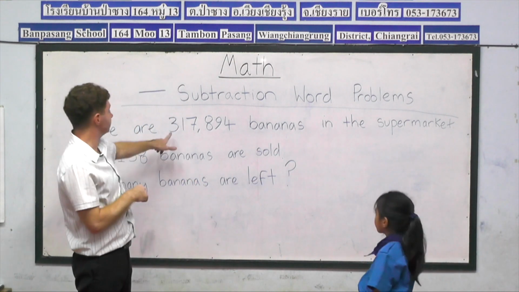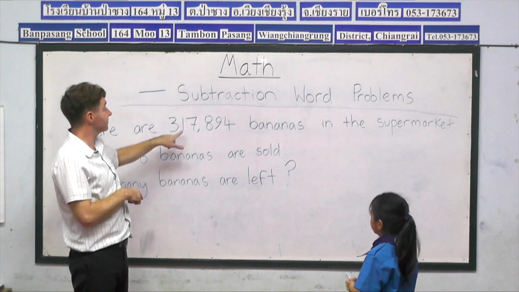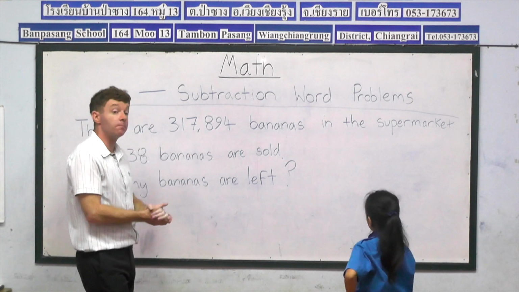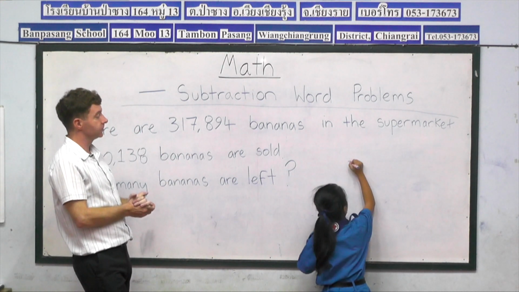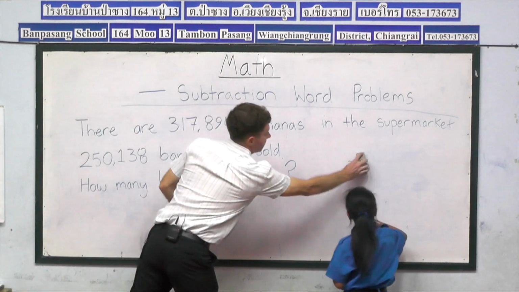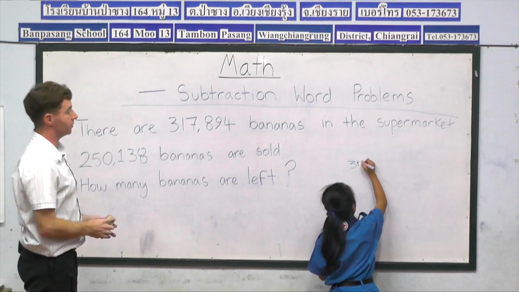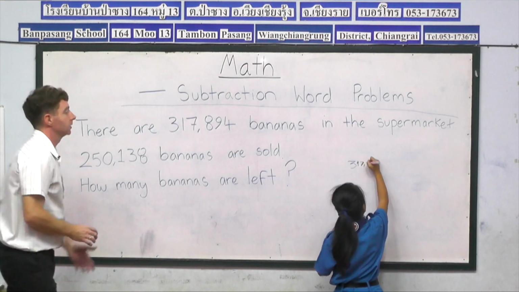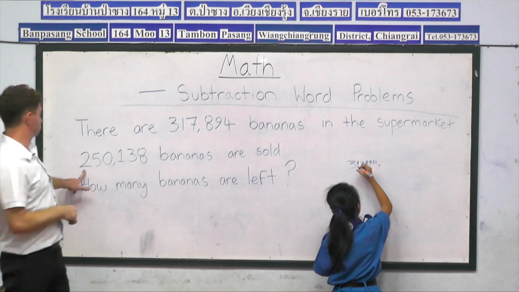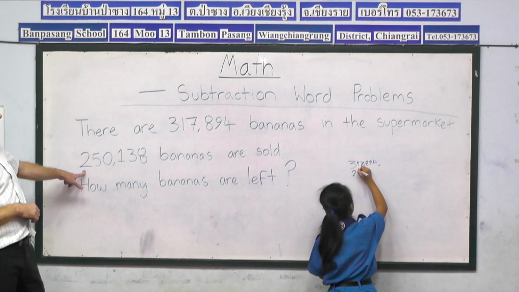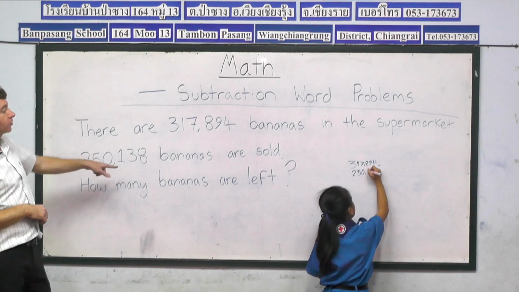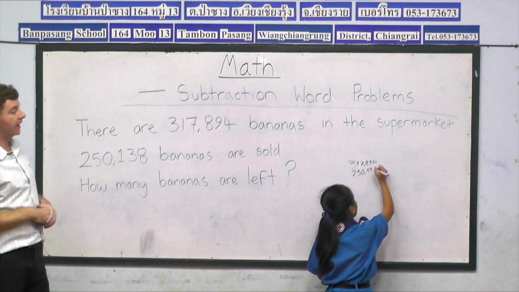So our first number, guys, is 317,894. So that's our number that we begin with. And Preo will write now. 317. So 17. Excellent, Preo. Well done. Comma. 94 minus 50,250, comma 138. Excellent, Preo. Well done.